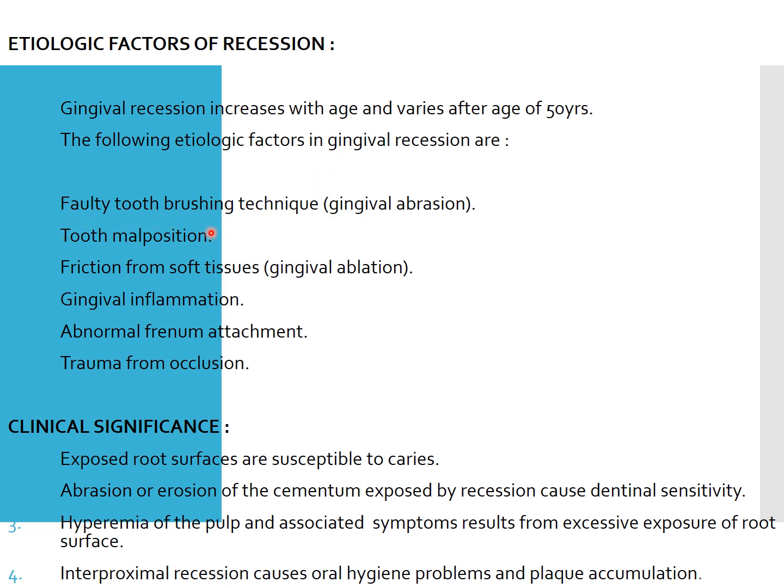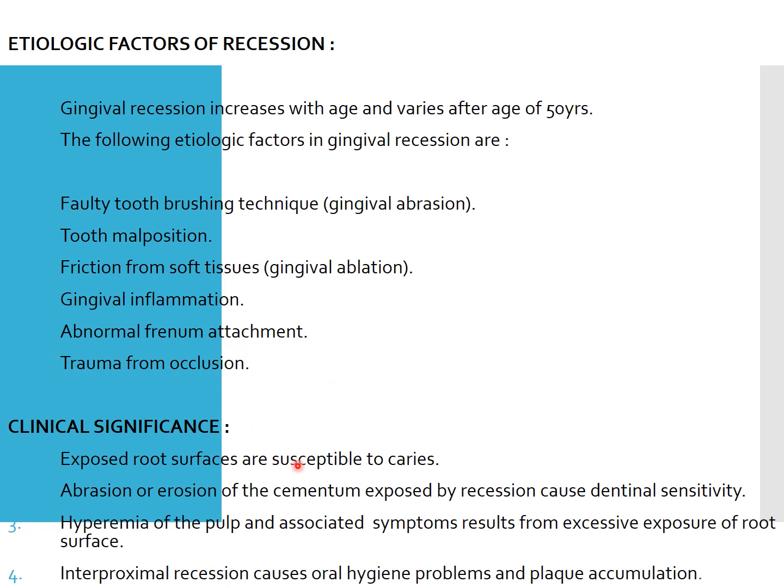Then tooth malposition can also cause recession. If the teeth are crowded in an area, the teeth that are placed labially will have thin bone or thin gingiva, so there are more chances to get recession. And friction from gingival soft tissues can cause recession; that is called gingival abrasion. Then gingival inflammation, as a sequela of gingivitis to periodontitis, can bring the position of the gingiva down. Then abnormal frenal attachment, the frenal pull, will cause gingival recession. Then trauma from occlusion will also cause recession.